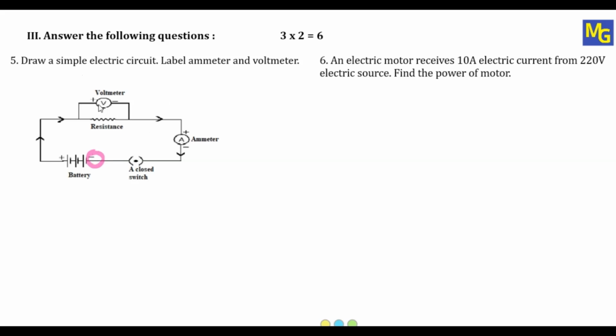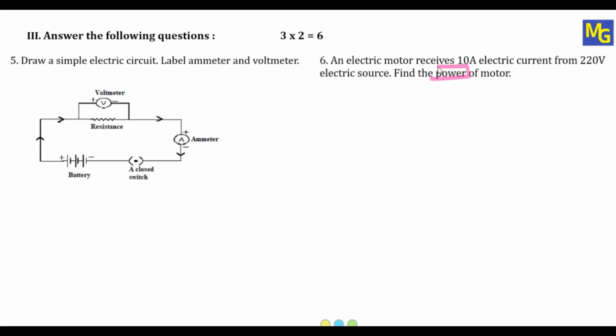Here in this question, they ask to label the ammeter and voltmeter. In some other question, they may ask something else, like the battery or switch. So you should remember all the labeling present in this diagram. Now we'll move to question number 6. An electric motor receives 10 ampere electric current from a 220 volt electric source. Find the power of the motor.